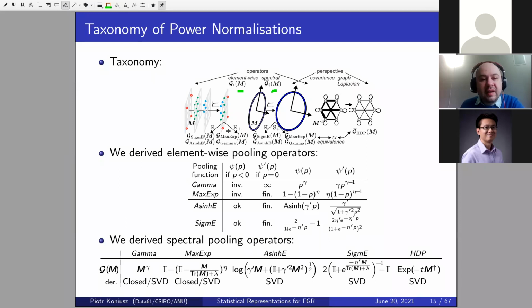Element-wise operators can be divided into non-negative or positive negative. They can be divided into those that work on positive semi-definite matrices or indefinite ones in Krein spaces. And most importantly, recently, we also noted that, in fact, one can perform power normalization by looking at covariances as being graph Laplacian matrices. And it turns out that there is a correspondence between heat diffusion process and power normalizations.